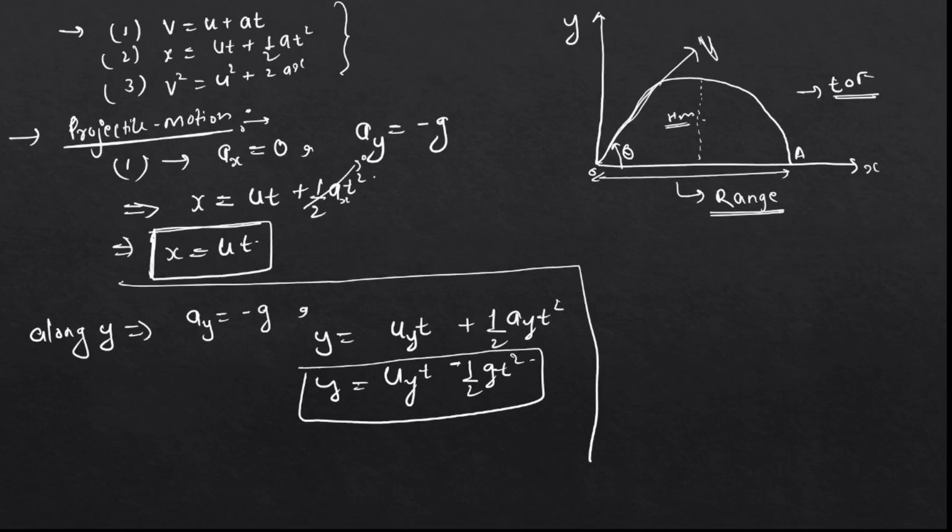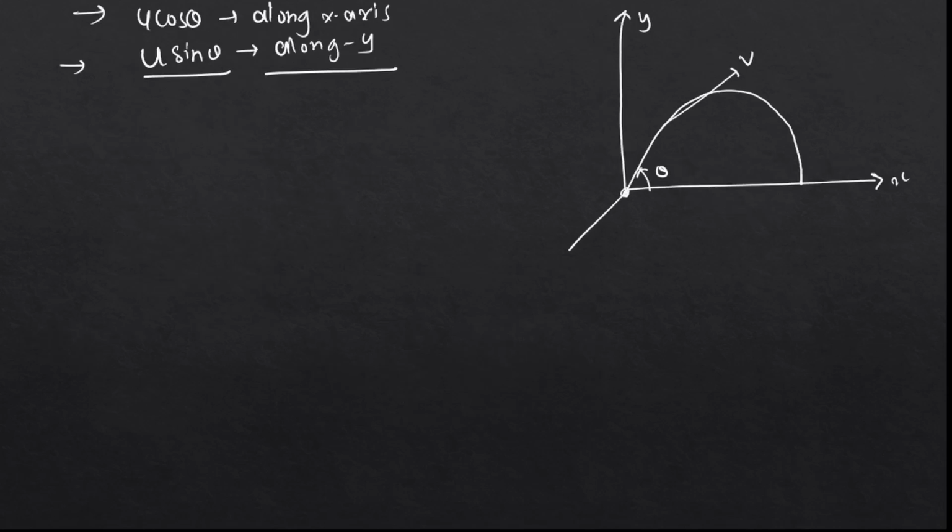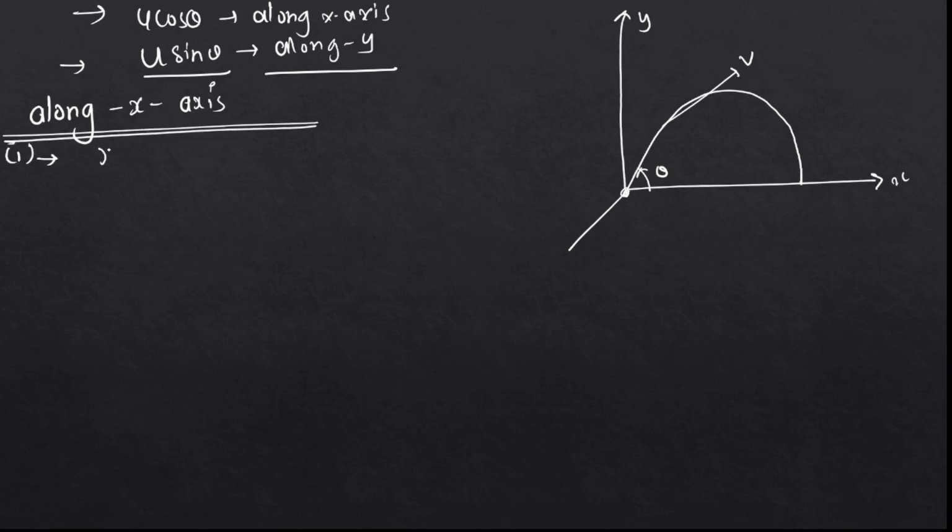Now here we have found equation 1 and equation 2. We have found the position of this body at any particular time along the x-axis and along the y-axis. So let me write again all of these things by segregating them. Along the x-axis, first, we found the position at any particular instant t, which was ut.